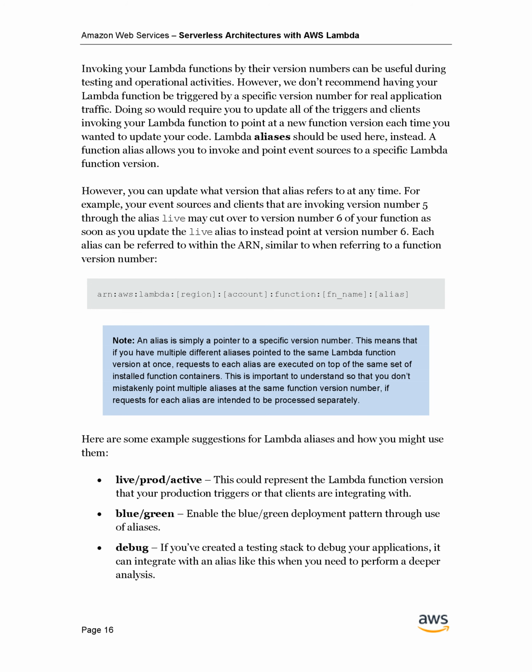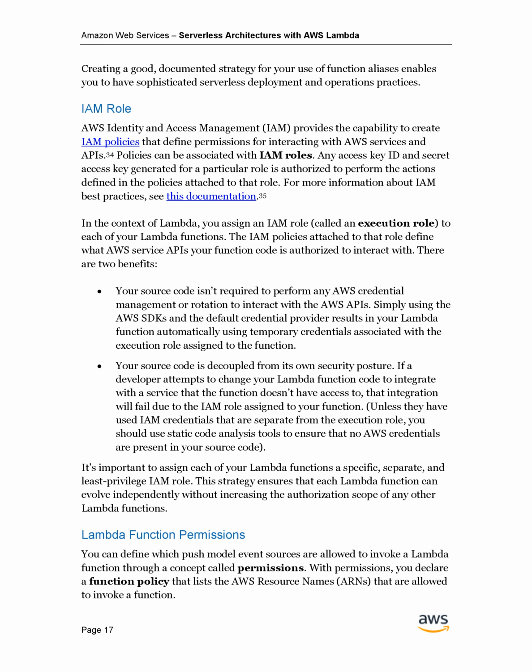Here are some example suggestions for Lambda aliases and how you might use them. Live/prod/active: this could represent the Lambda function version that your production triggers or clients are integrating with. Blue/green: enable the blue/green deployment pattern through use of aliases. Debug: if you've created a testing stack to debug your applications, it can integrate with an alias like this when you need to perform a deeper analysis. Creating a good, documented strategy for your use of function aliases enables you to have sophisticated serverless deployment and operations practices.